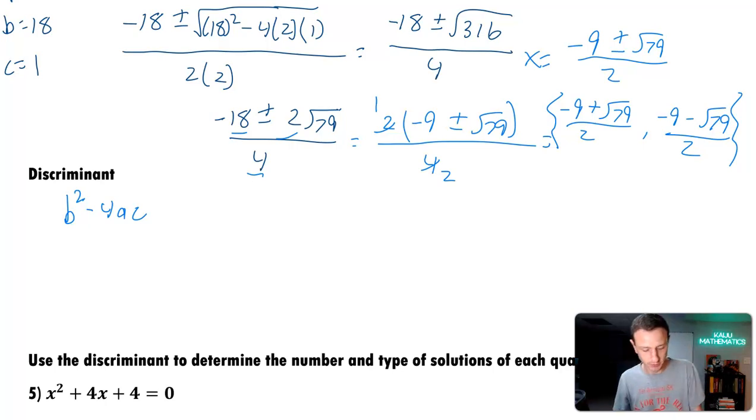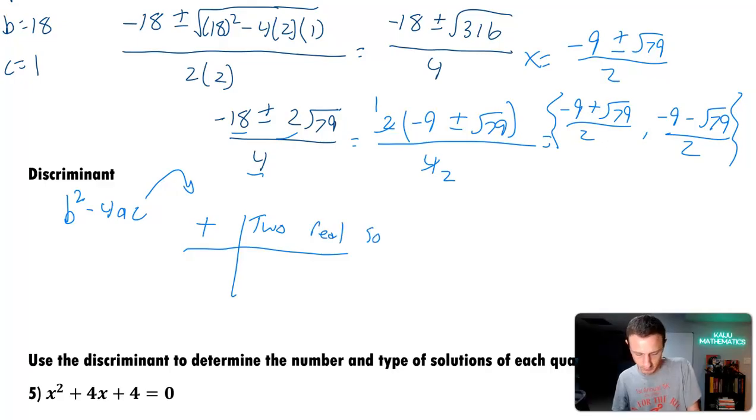You could use this to determine the number and type of solution. So for example, if b squared minus 4ac is positive, if this result is positive, then you have two real solutions. Two real solutions, so two numbers that are in the real number system. If you get 0 in the discriminant, so if the result is 0, then you have one real solution.